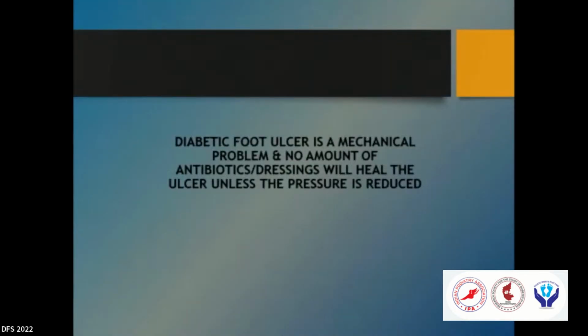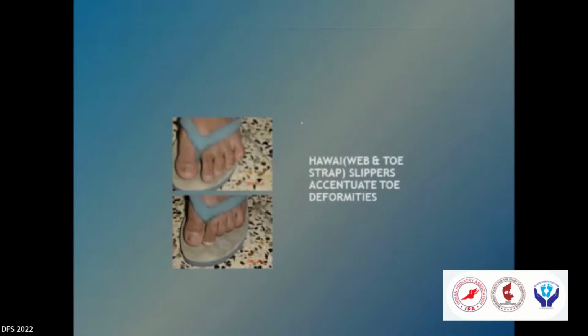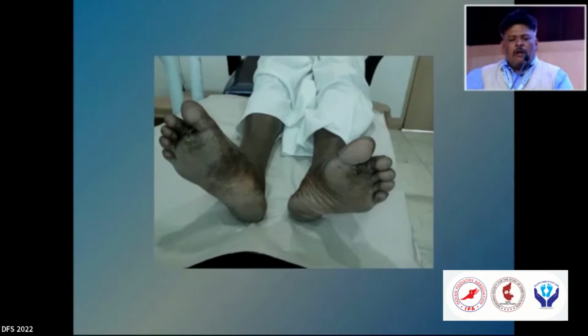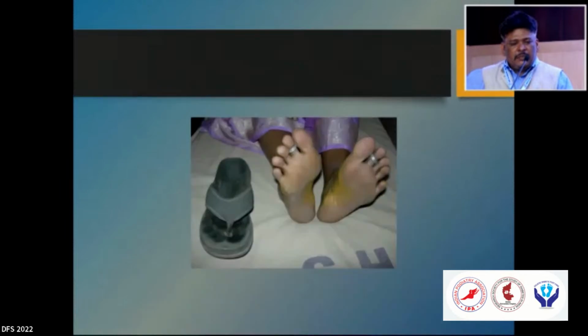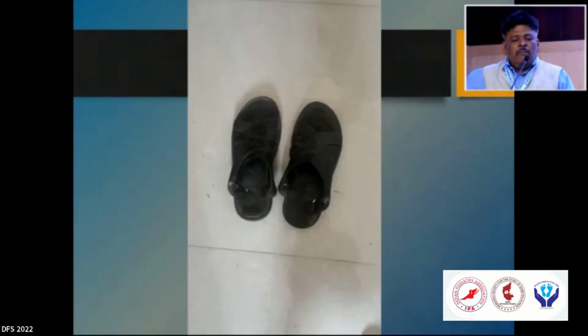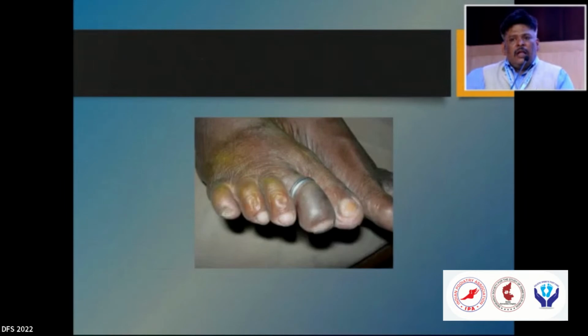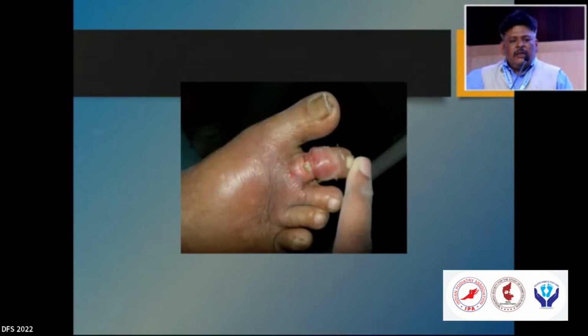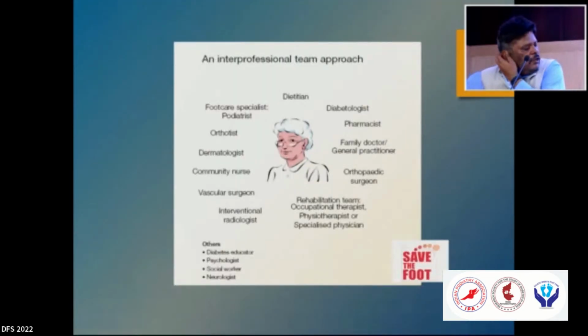So again, unless we treat the pressure in the neuropathic foot, or the painless foot, we cannot achieve healing. This is to be condemned because it tends to slip off and it tends to accentuate the toe deformities. The strap can cause trouble like this. And the strap can be wrongly worn because the patient has neuropathy. They don't know where the strap goes, and this is what happens. Rings are good, but not to the extent of causing an incarceration and cellulitis like that. Finally, with great difficulty, removed. Sometimes we may lose the toe.